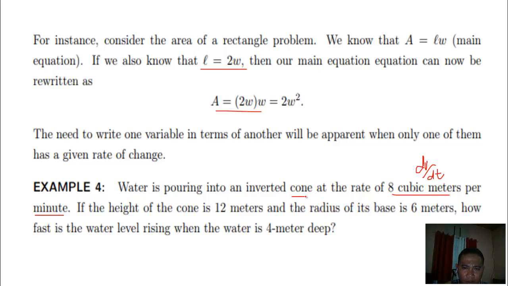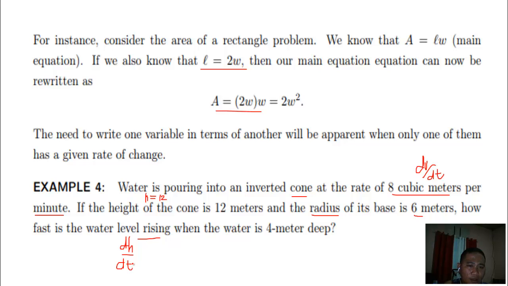Inverted cone, ha. We are having the cone. If the height of the cone is 12, so the h is 12. Okay. Alam naman natin na ang cone ay 1/3 pi r squared h. And the radius is 6 meters. How fast is the level rising? That means, rising siya, it means that is dh over dt. Kasi height ang ating magra-rise.